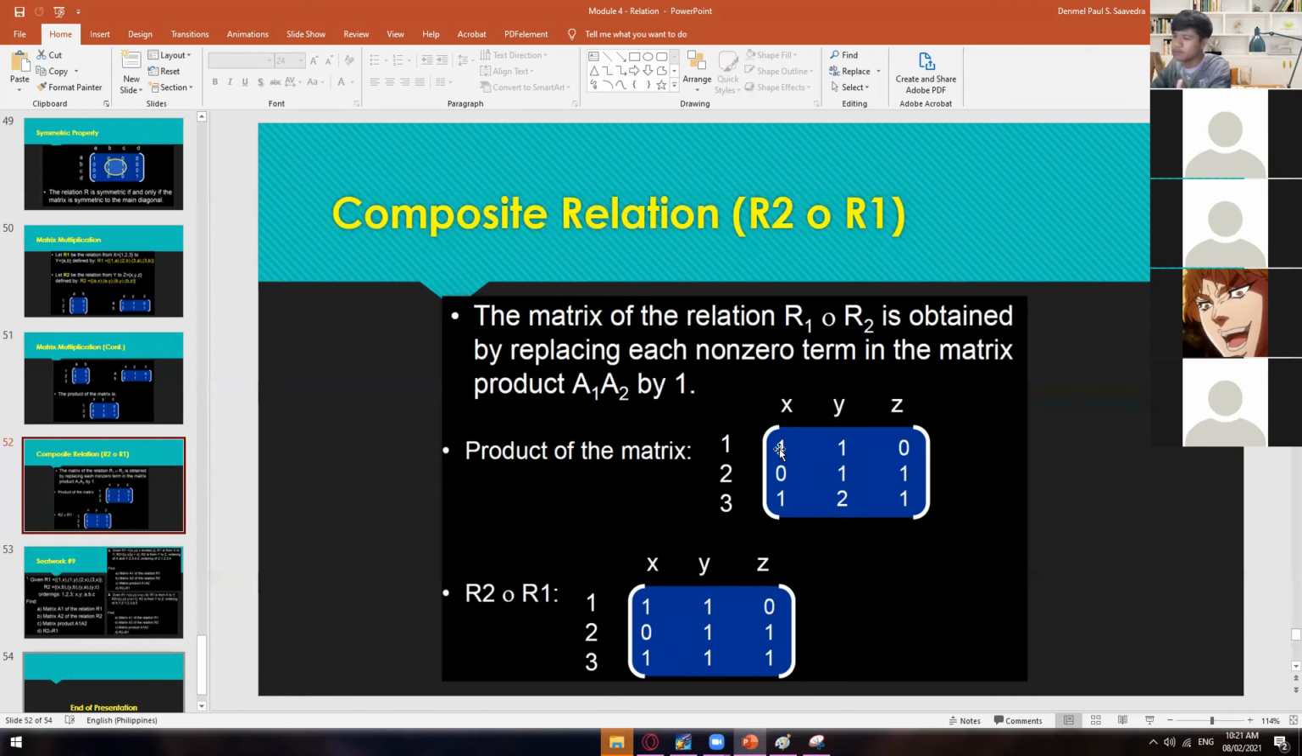So if we have, let's say, 25, 30, 36, 80, 1000, all of those non-zero terms will just become 1, which is now this one. So did you guys get the matrix multiplication so far and the composite relation? Yes, sir.